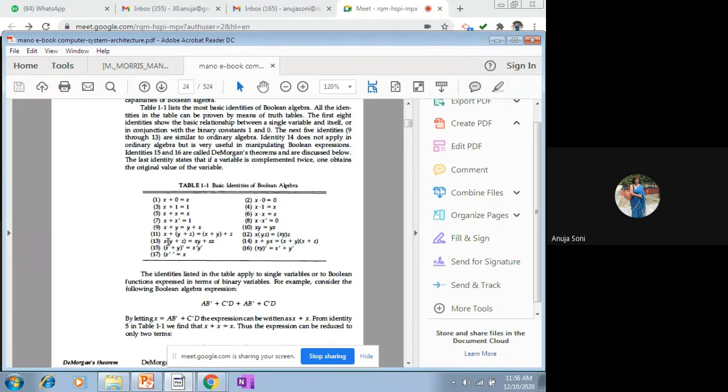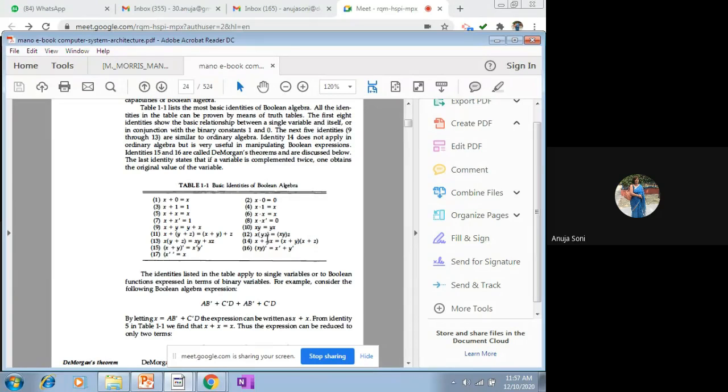It says that x into y plus z will be equal to xy plus xz. And specifically the 14th Boolean identity, you have not studied earlier. It's a kind of new identity, but it is very important in order to simplify Boolean expressions. It says that x plus yz, there is a typo mistake there, will be equal to x plus y into x plus z.